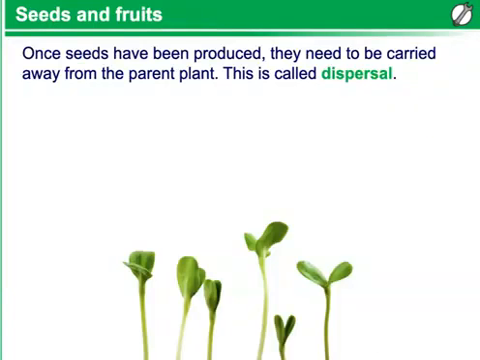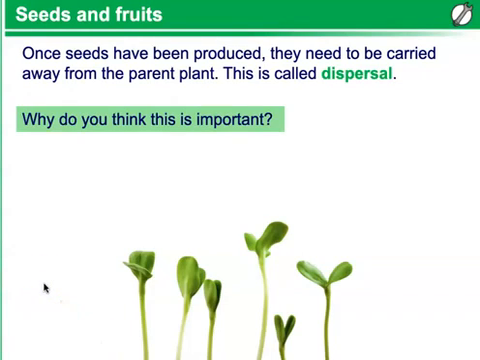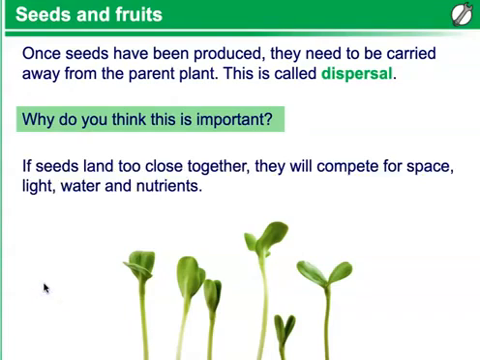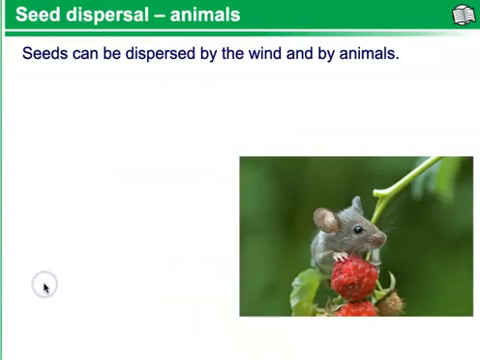Seeds and fruits. Once seeds have been produced, they need to be carried away from the parent plant. This is called dispersal. Why do you suppose dispersal is important? If seeds land too close together, they will compete for space, light, water, and nutrients.